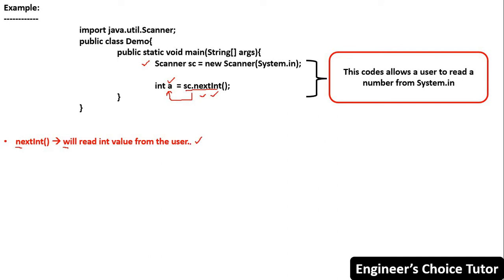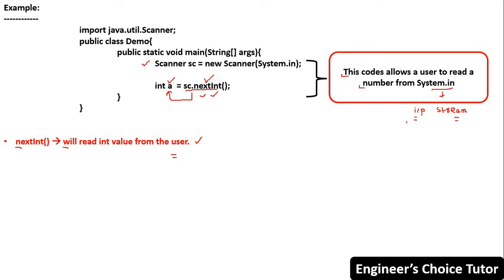Or you can say it scans the next token of the input as an int. And see here, this allows a user to read a number from System.in because System.in is a stream, right? So from this stream, you're reading a number. Of which type? Int type. Because of that reason, you are using the nextInt method. Fine. Because this System.in is an input stream. So I hope this much is pretty much clear to you. Now let's go for the programming.